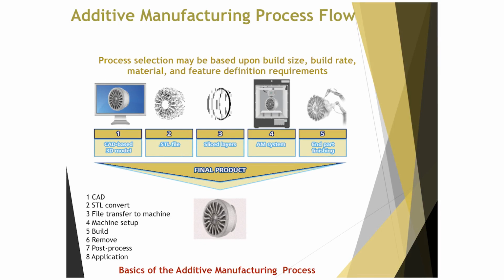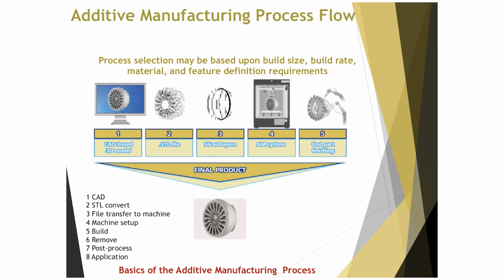Okay, for those who don't have a knowledge of additive manufacturing yet, it's also called 3D printing. So as the name says, you print two-dimensional layers by layers until you have a 3D object. So you start off with a CAD-based 3D model, which you convert to an STL file that you slice into the layers that you want to print.